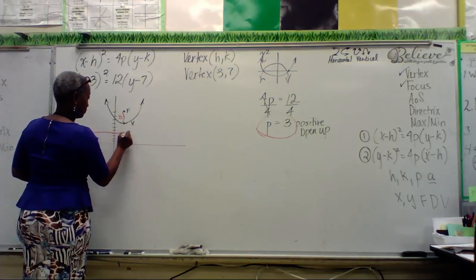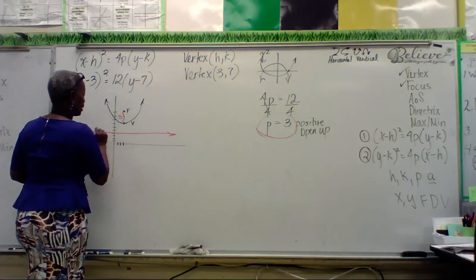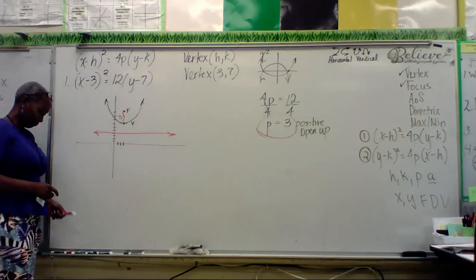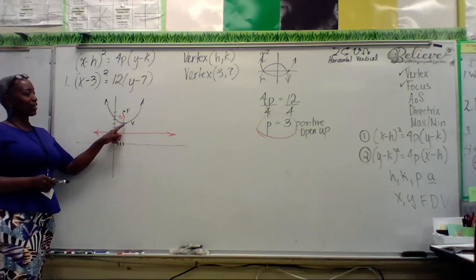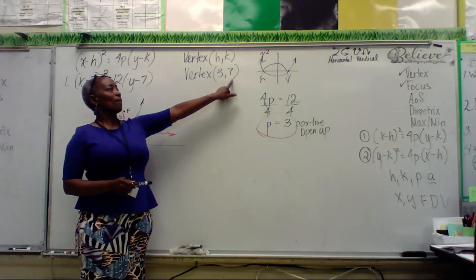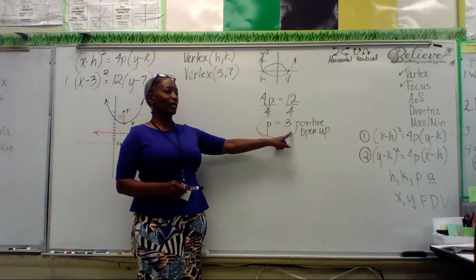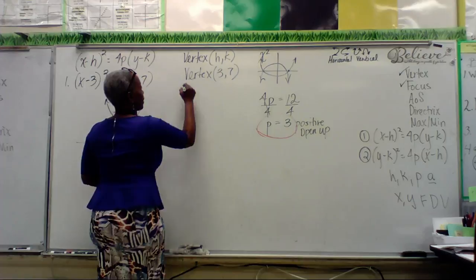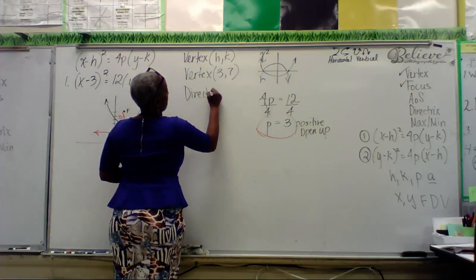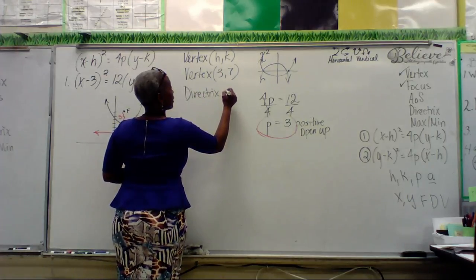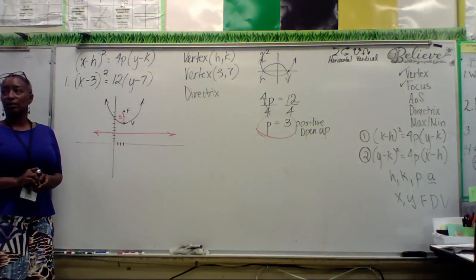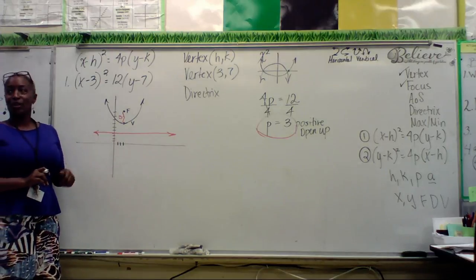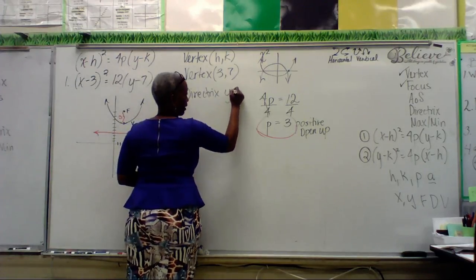So what would we come down to? 4. What would we come down to, class? 4. Okay, what is my Y distance on the vertex? 7. What distance am I subtracting? 3. So what is 7 minus 3? 4. Okay, so then my directrix will be, somebody tell me what the equation is? Yes, it's Y. Y equals 4. Exactly, Y equals 4.